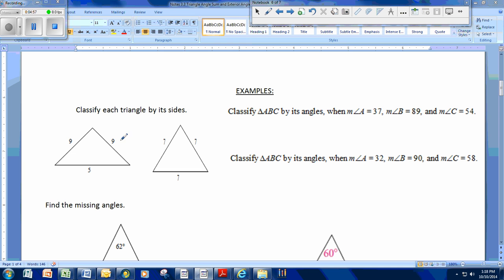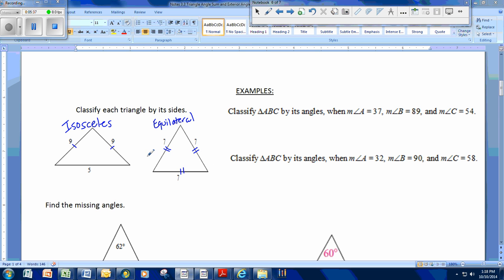So we're going to try a few examples here. The first thing we're going to work on is classifying triangles by their sides. So on this first triangle, I notice that both of these sides are 9 and this other side is 5. So I know that these two sides are congruent. Well, looking back, if two sides are congruent, that is known as an isosceles triangle. In the next triangle, all three sides have a length of 7. So all of these are the same length. That would make it an equilateral triangle.